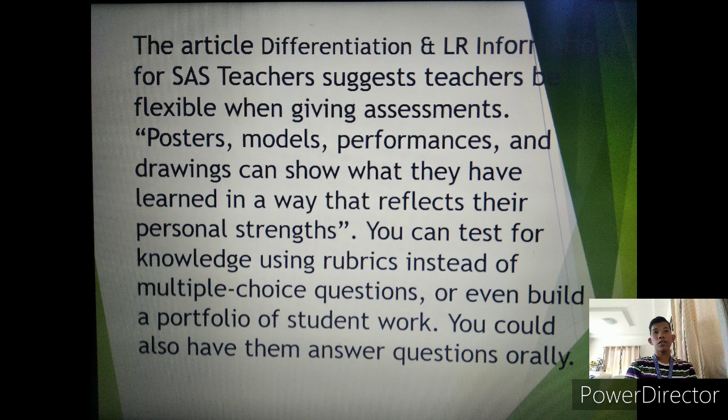The article Differentiation and IEP Information for SPED suggests that teachers be flexible when giving assessments. Allow students to perform or draw to show what they have learned in a way that reflects their personal strengths. You can test for knowledge using rubrics instead of multiple choice questions, or even build a portfolio of student work. You could also have them answer questions orally.